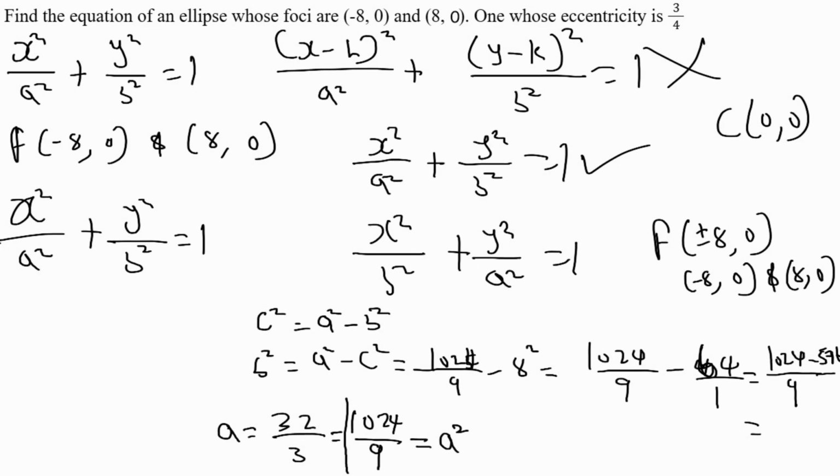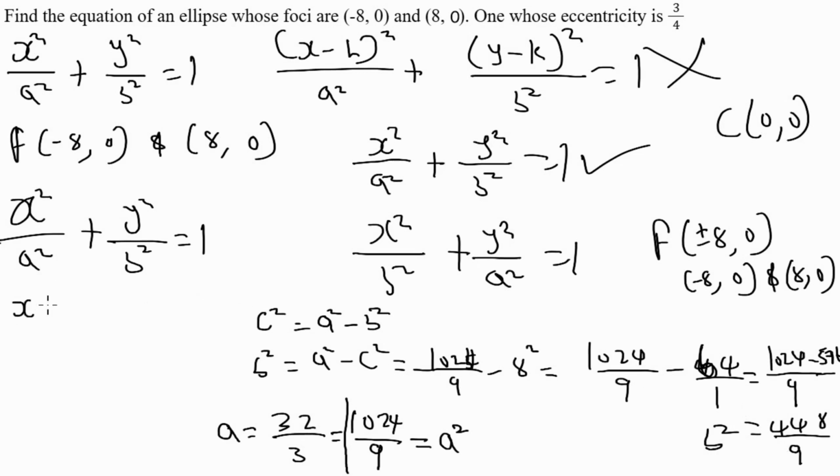1024 minus 576. So I got 448 divided by 9. Okay, perfect. So basically now that's the value of B squared. Excellent. That's the value of B squared. I think it makes sense now. This makes sense now. Yes. So now we can plug in.